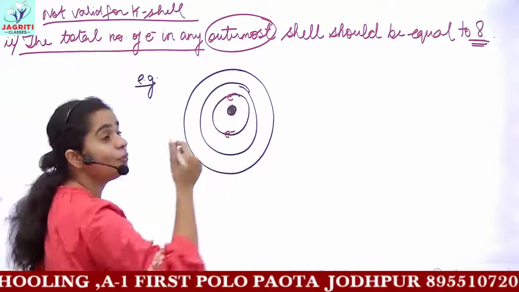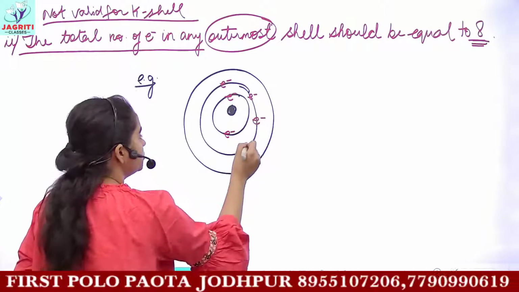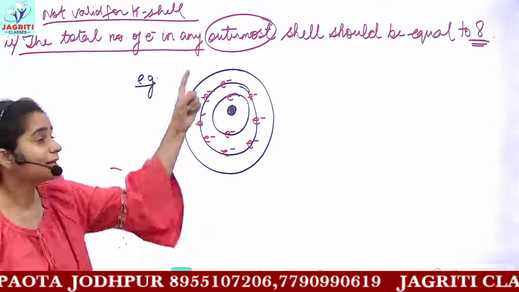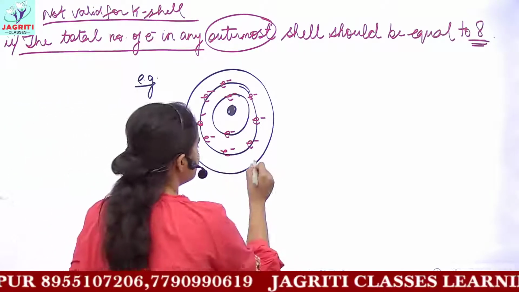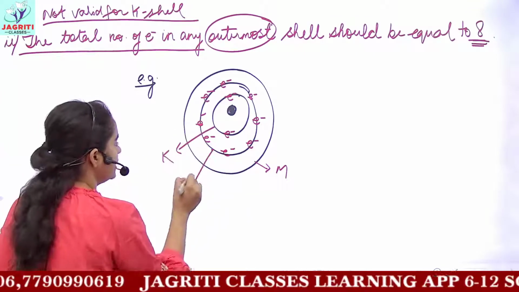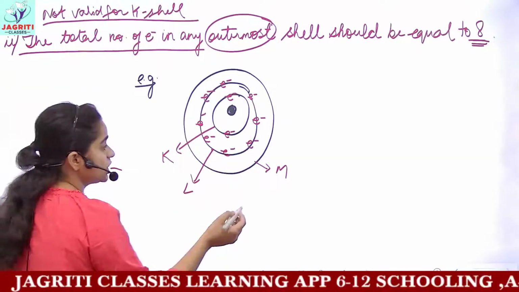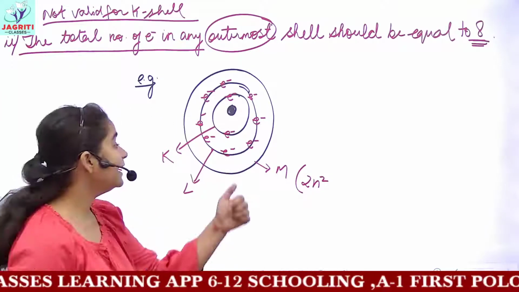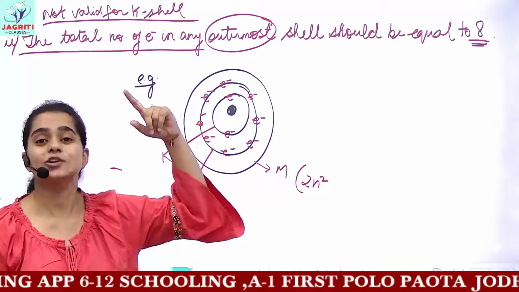Then in the L shell, how many electrons can come? 8 electrons. So let's draw 8 electrons: 1, 2, 3, 4, then we have 5, 6, 7 and 8. So these are the 8 electrons which are present in the L shell. Now let's say this is our M shell, as you all know, okay? This is the K shell, this is the L shell, and the third shell is the M shell. Now in the M shell, how many maximum electrons can come? I am asking you, in the M shell, the maximum number of electrons, and we discussed the maximum number of electrons in rule 1.